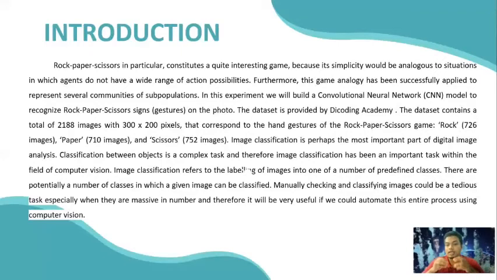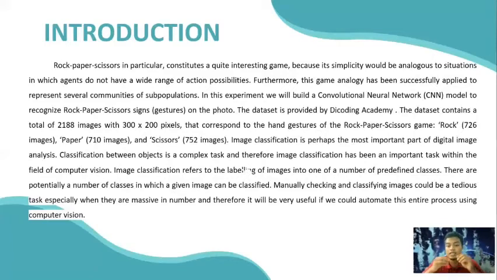The dataset is provided by Laurence Moroney's coding academy. This dataset contains a total of 2188 images of 300 by 200 pixels that correspond to the hand encounters of rock, paper, scissors games. For rock, we have 726 images, for paper we have 710 images, and for scissors we have 752 images. What is image classification?